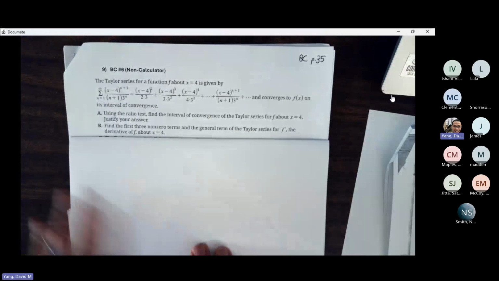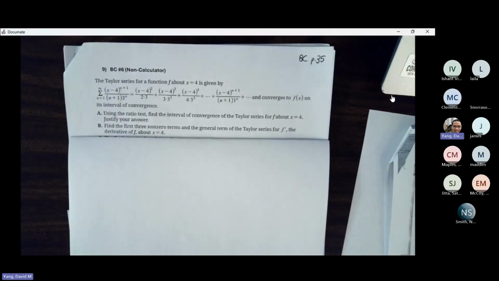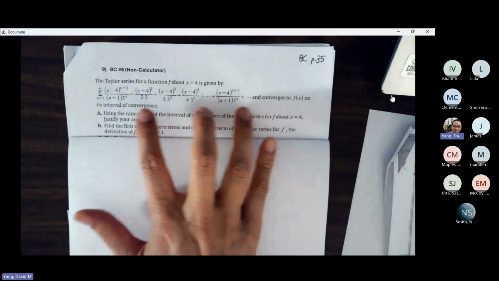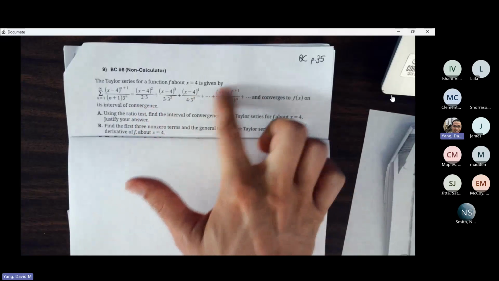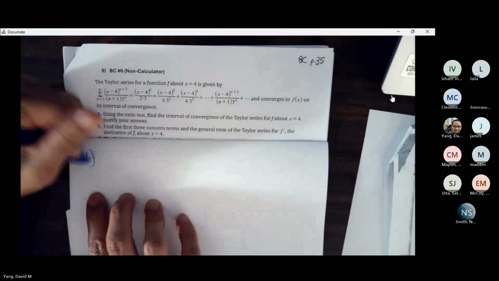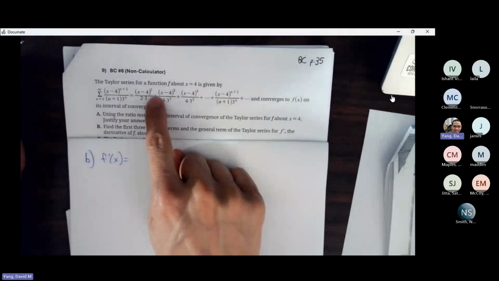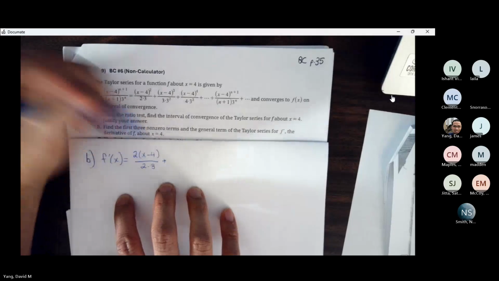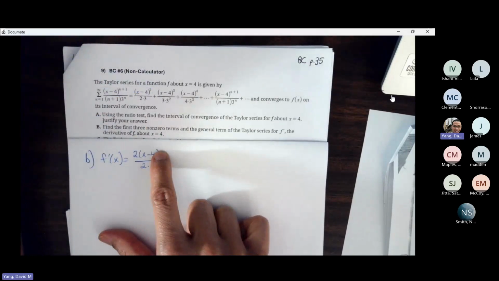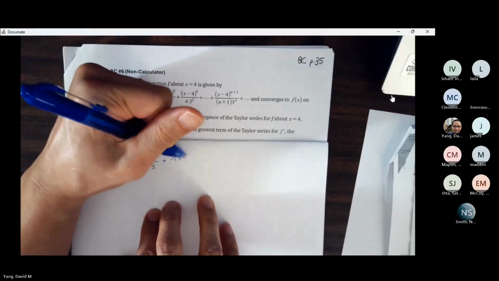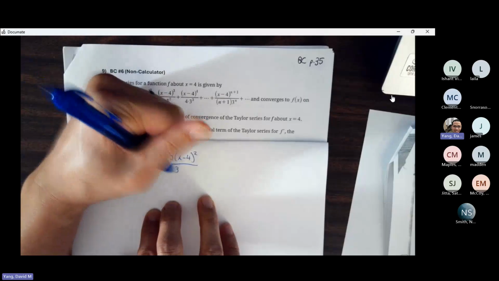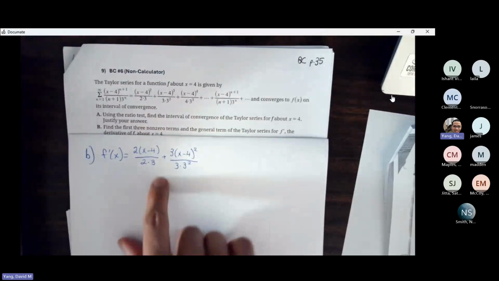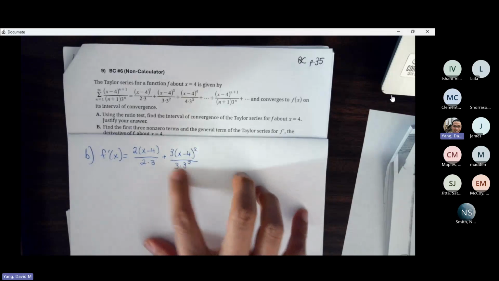Okay, part B. Find the first three non-zero terms and the general term of the Taylor series for f prime about x equals 4. So we just have to take each of these terms here and find the derivative, and also find the derivative of my general term. So just do power rule, bring the 2 down, 2 becomes 1, bring down the 3. All the coefficients in the denominator just stay. That's the same thing as times 1 times 1 over 3 times 3 squared. So the denominator is not going to change.